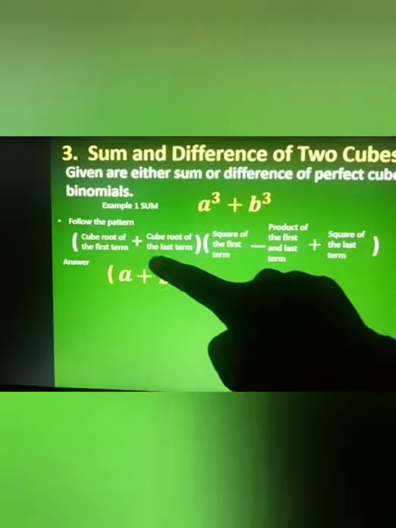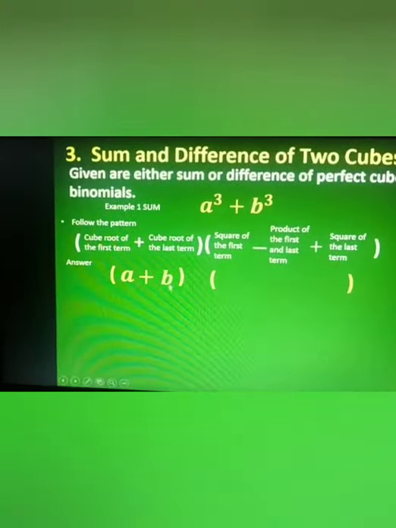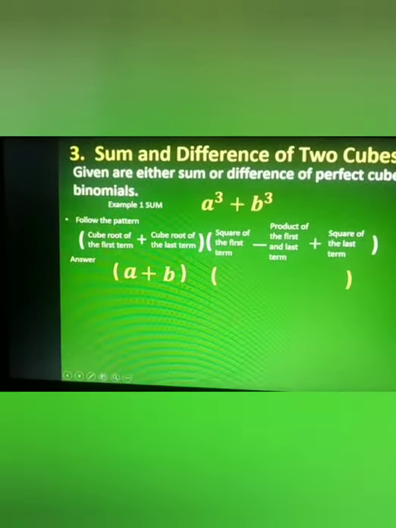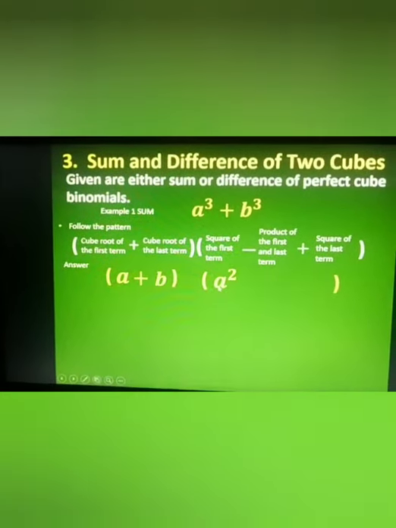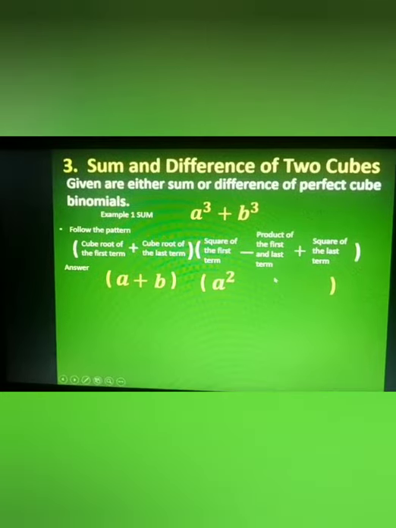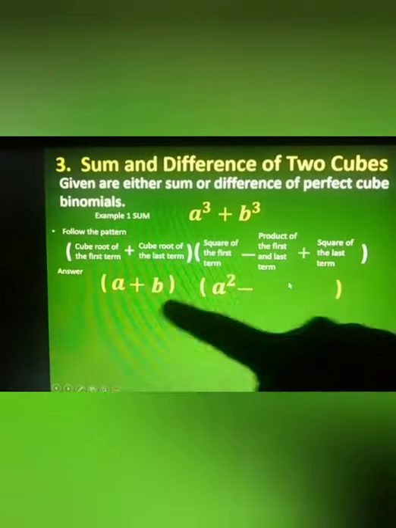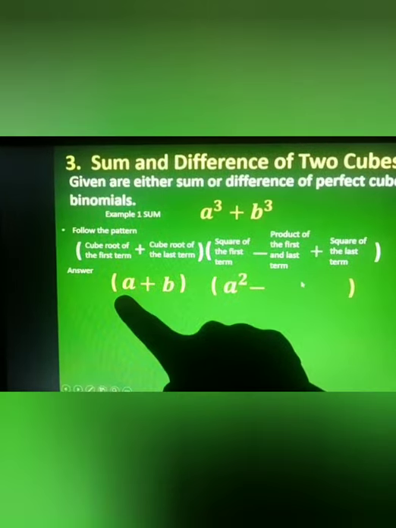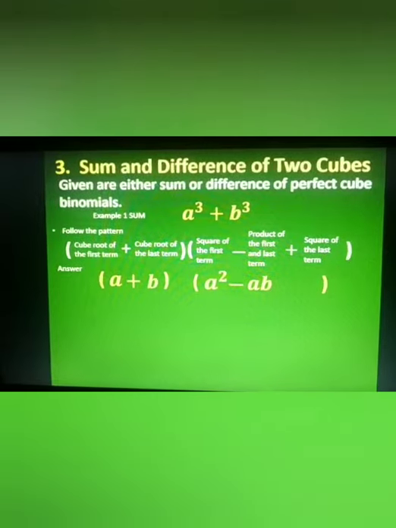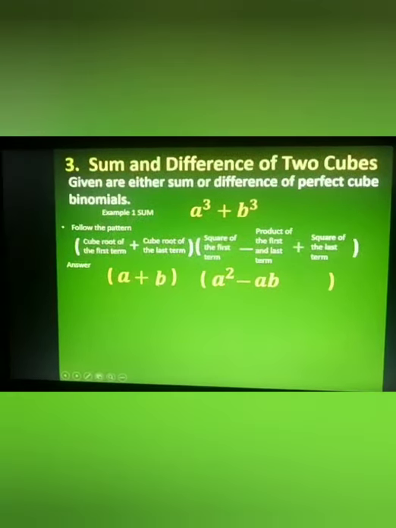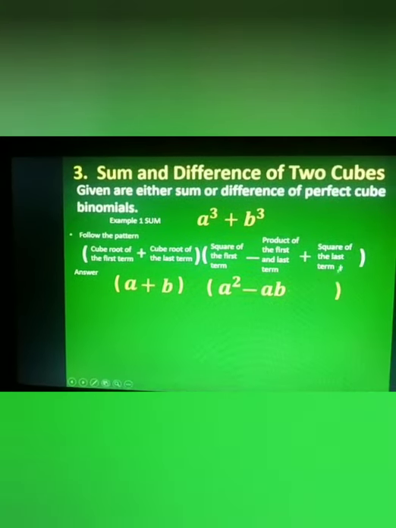Next, square the first term. The first term is a. A times a is a squared. Copy the minus sign. Product of the first and last term. Multiply the first and last term. A times b, ab. If they were numbers, like 2 times 3, it is 6, but here it is a times b, ab. Copy plus. Square the last term.